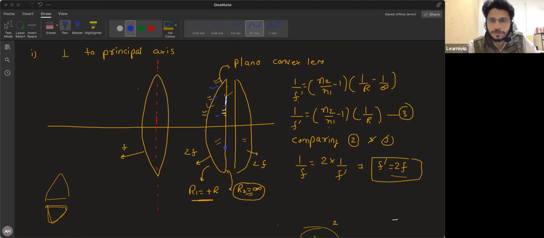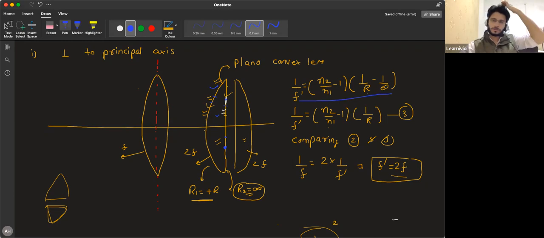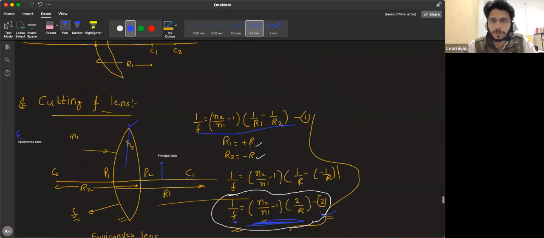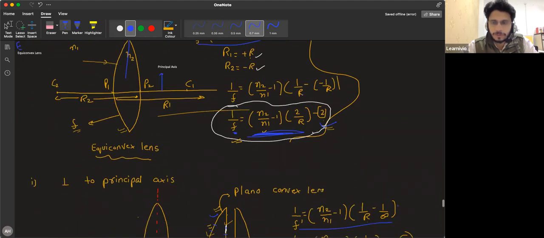So is it clear, this expression, this calculation? This is the lens maker formula: n2 by n1 minus 1, into 1 by r1 minus 1 by r2. The second surface is a plane surface. The radius of curvature of the second surface is infinite. So in this lens maker formula, here I just substitute r2 equal to infinity. Is this step clear, sir?